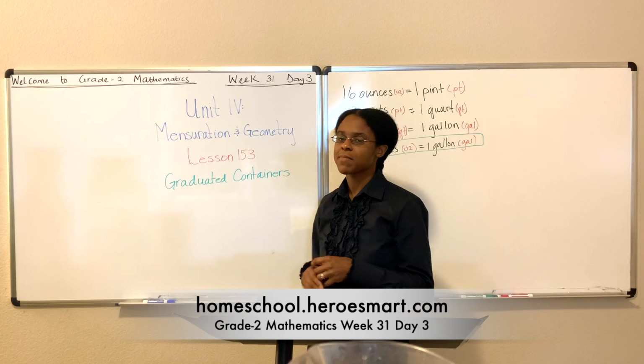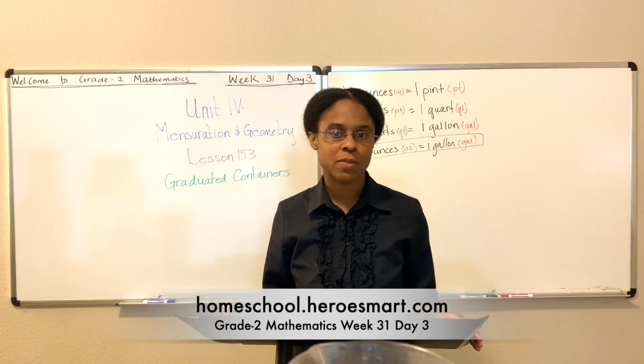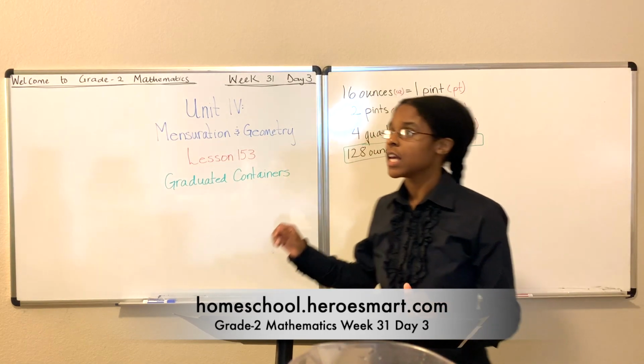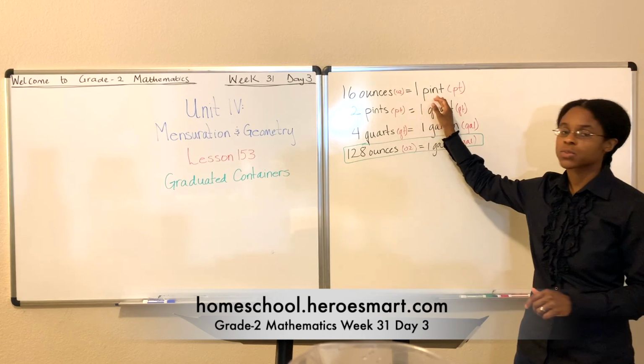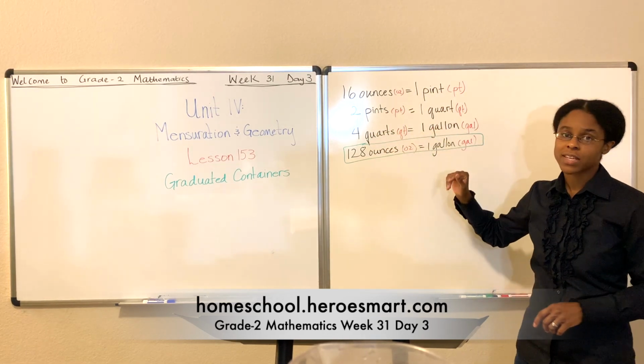In today's lesson, we're talking about graduated containers. This entire week, we've been talking about the U.S. standard unit of measurement, namely gallons and things like ounces. Here on the board, we have 16 ounces is equal to 1 pint, 2 pints is equal to a quart, 4 quarts is equal to a gallon.